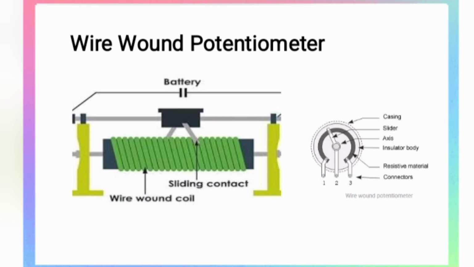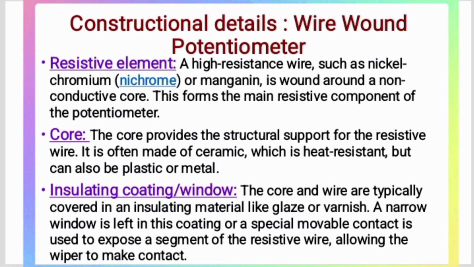Constructional details of wire wound potentiometer. Resistive element. A high resistance wire, such as nickel chromium, nichrome, or manganese, is wound around a non-conductive core. This forms the main resistive component of the potentiometer. Core. The core provides the structural support for the resistive wire. It is often made of ceramic, which is heat resistant, but can also be plastic or metal.